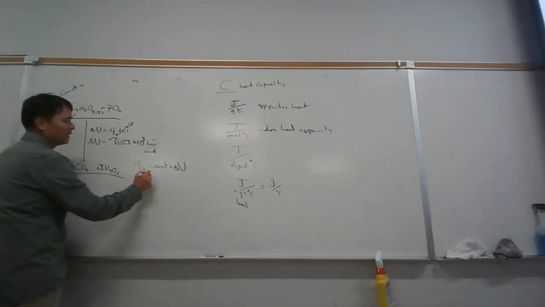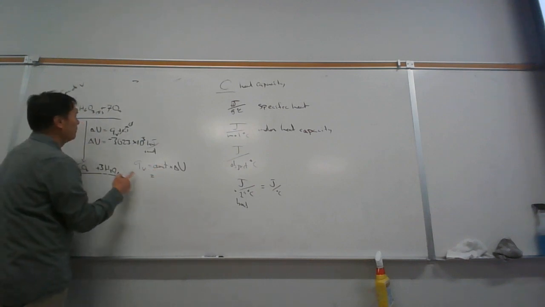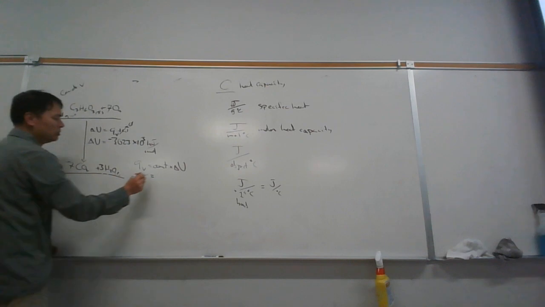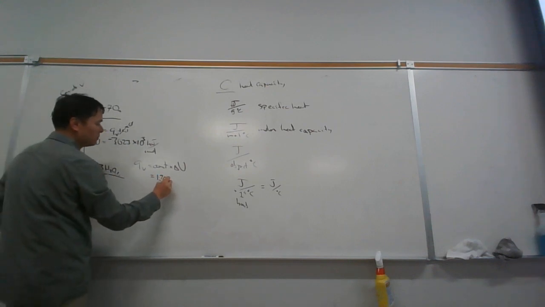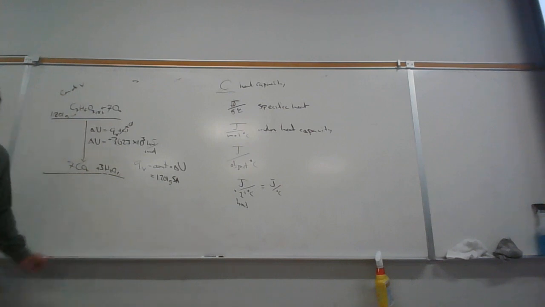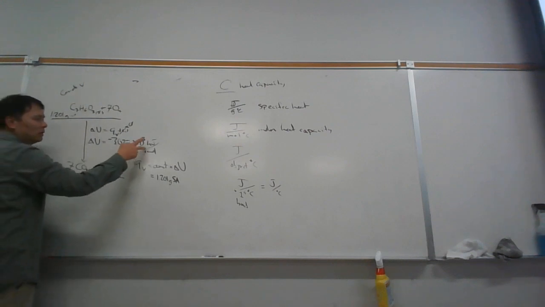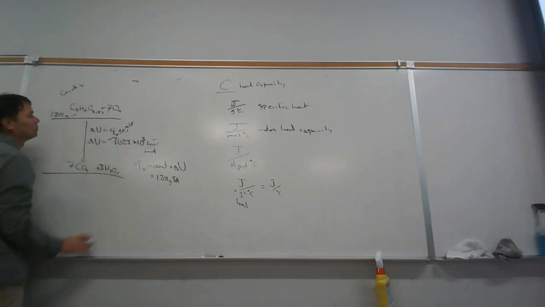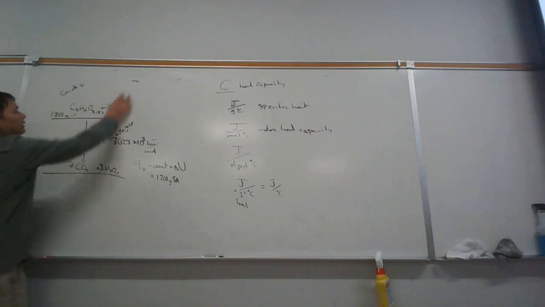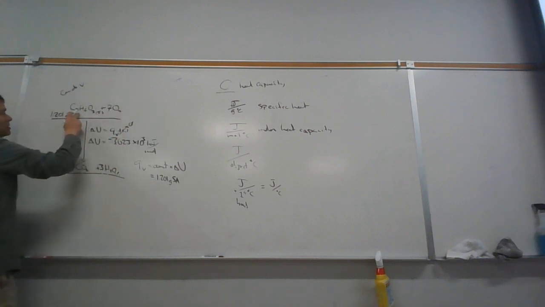So how much heat am I going to get? Well, it depends on the amount. Well, I have 1.201 grams of salicylic acid. I'll just call it SA for salicylic acid. And then, well, this is kilojoules per mole, so I need to go from grams to moles. And so let's go ahead and calculate the molar mass of salicylic acid.